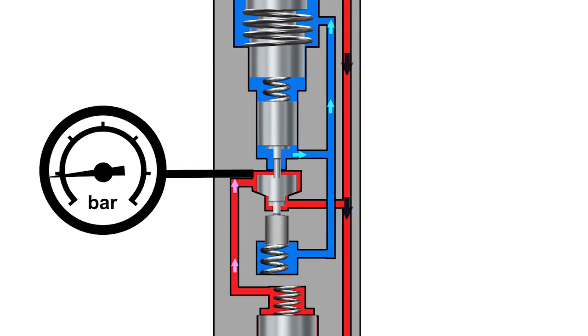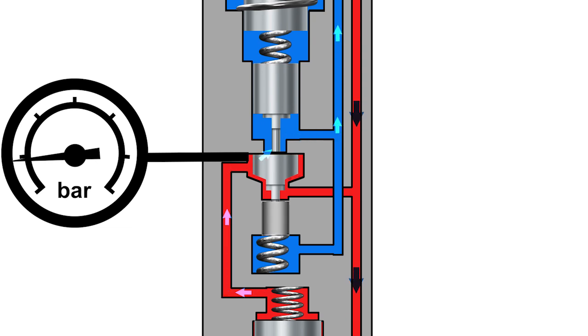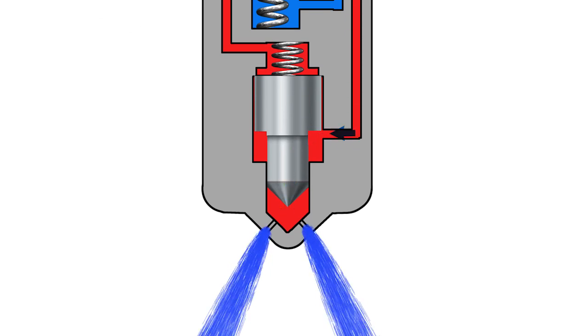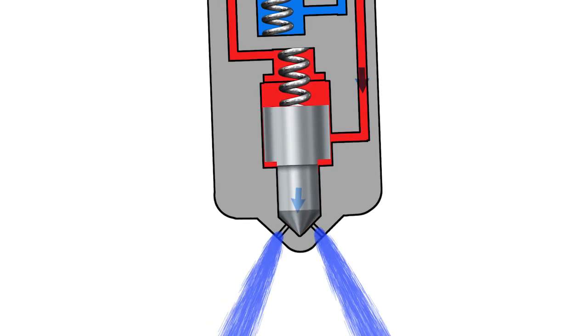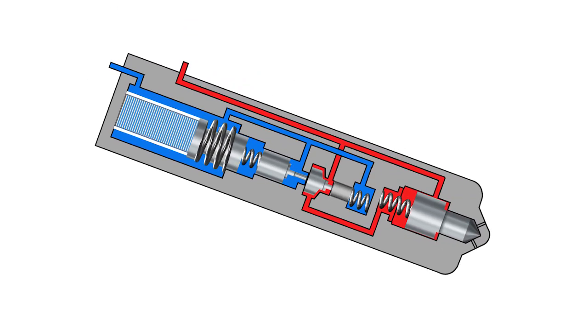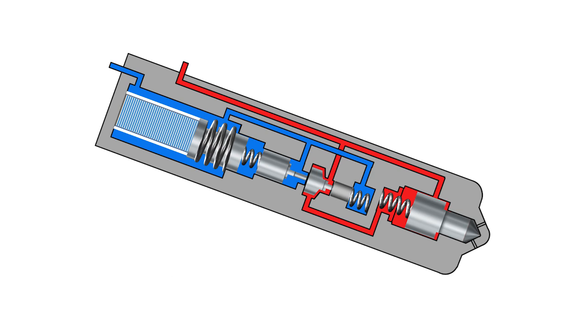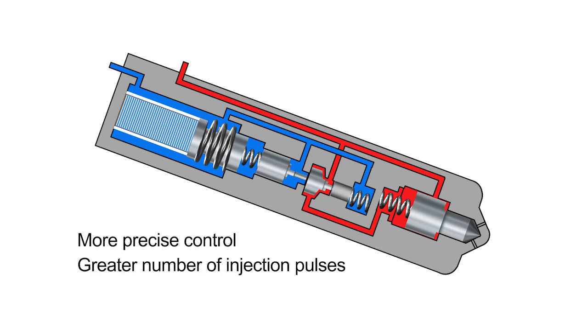When the opposite current is applied to the stack, the control valve will be closed. This will allow pressure to build up above the needle, and this combined with the return spring force will reseat the needle. The major advantage of piezoelectric injectors is their speed of operation and the repeatability of their movement. The movement of the piezoelectric stack is almost instantaneous. This reaction speed allows even more precise control and a greater number of injection pulses.